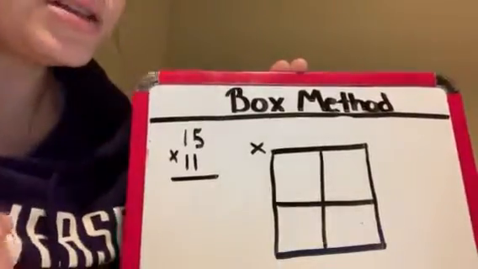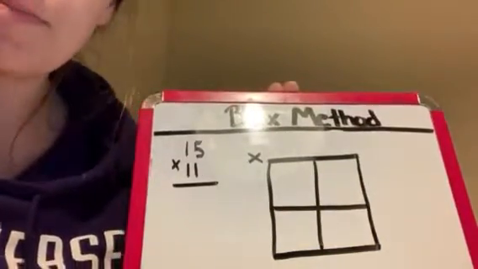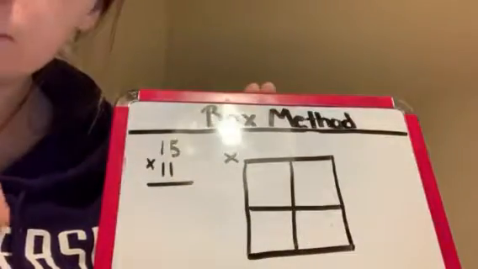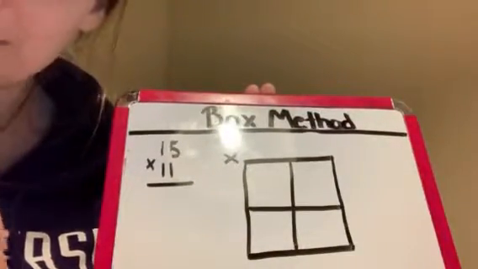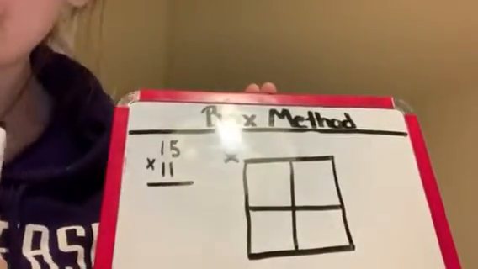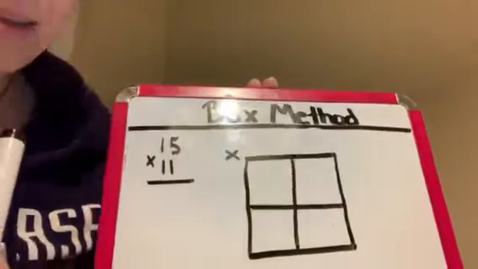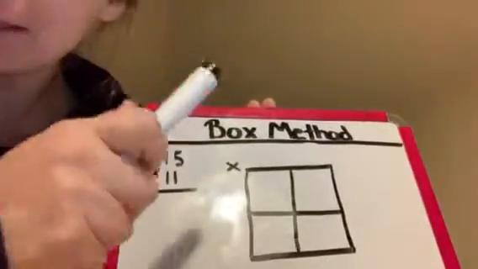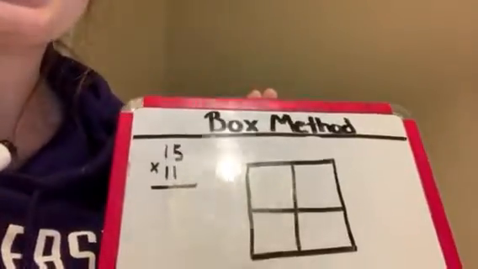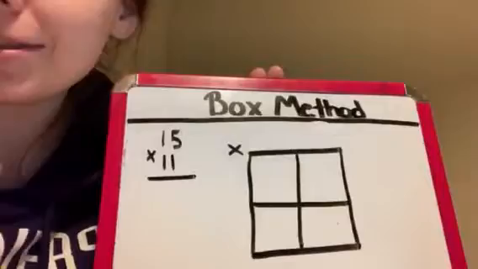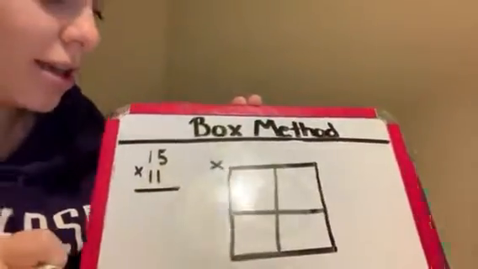Okay, the students learned the reverse box method for two-digit, two-number multiplication yesterday. So now today we're working on the traditional box method, or better known as the box method. I'm going to go through this fairly quickly, and I'm just going to use the same problem that I did yesterday.